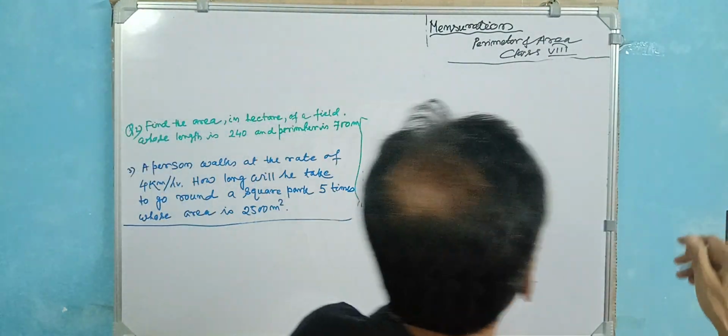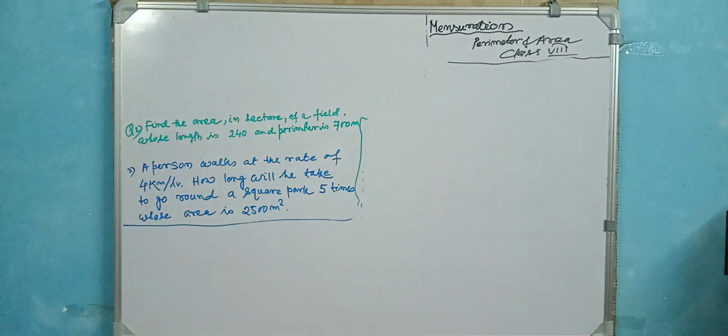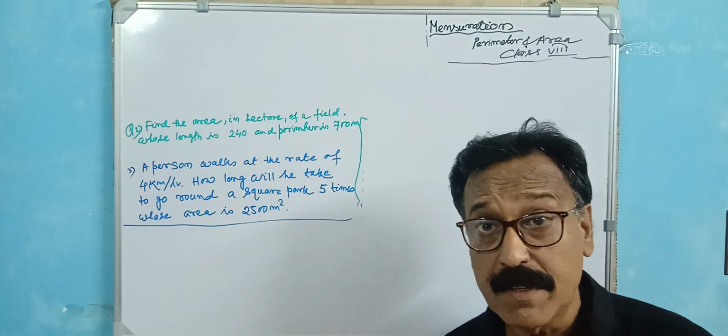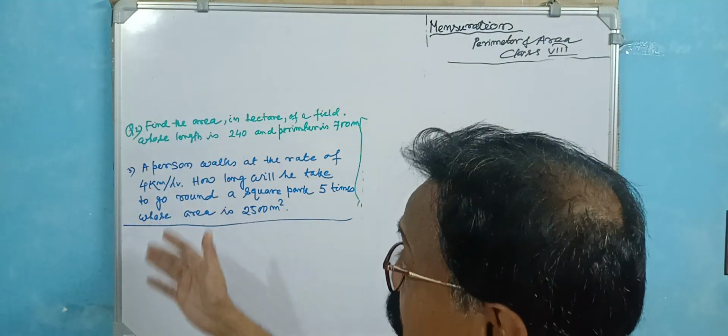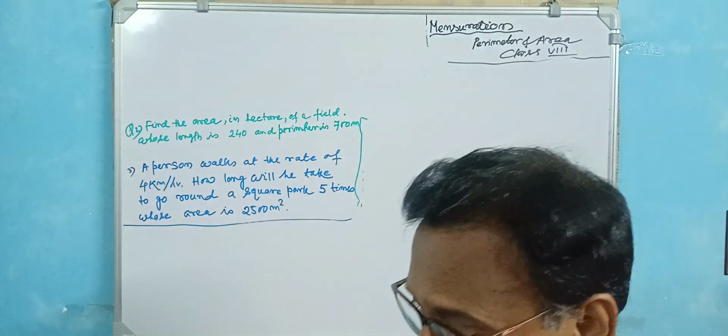Today I just discussed the mensuration from class 8, ICSE, CBSE, all the West Bengal board, also the perimeter and area. You know the different types of formula, the shapes. I just write down two sums which you solve, you just see.